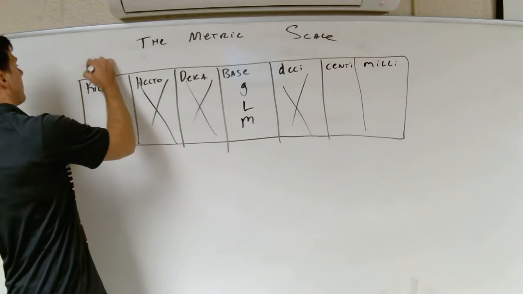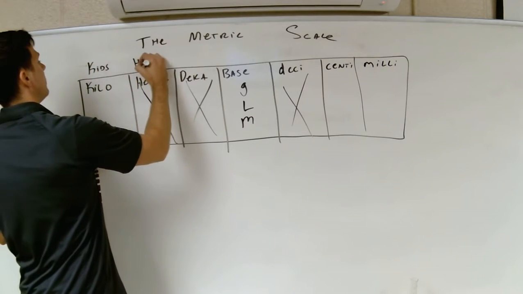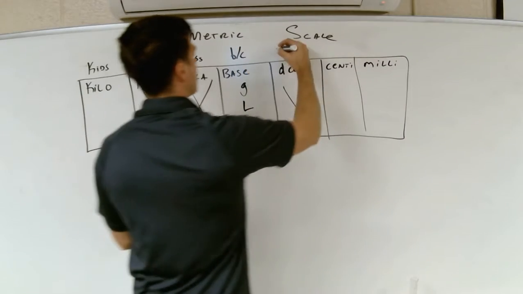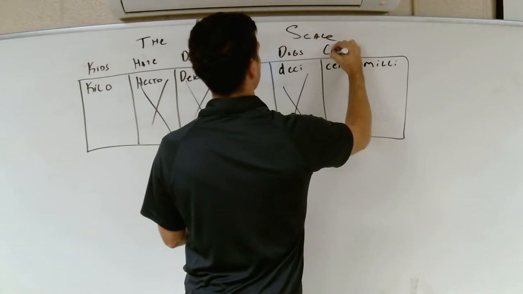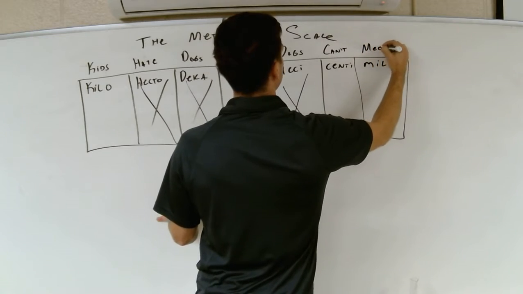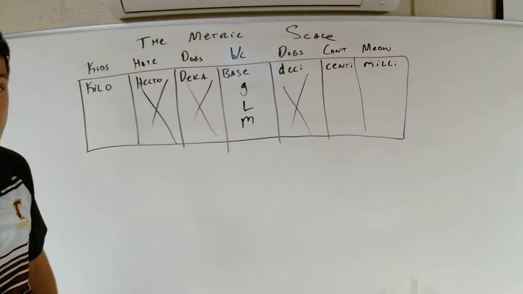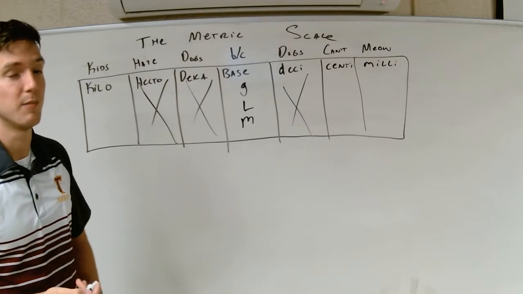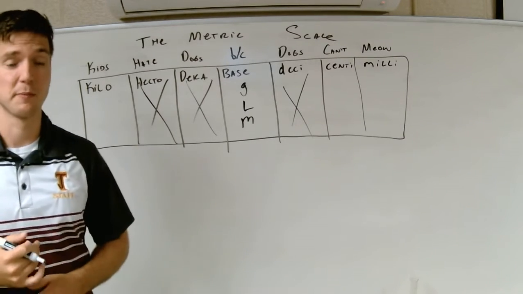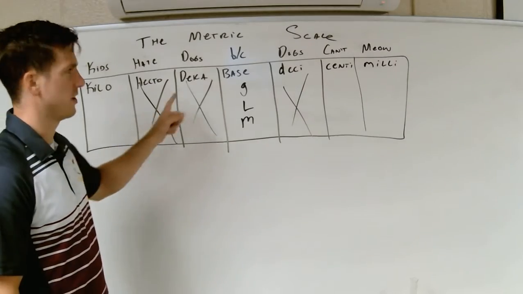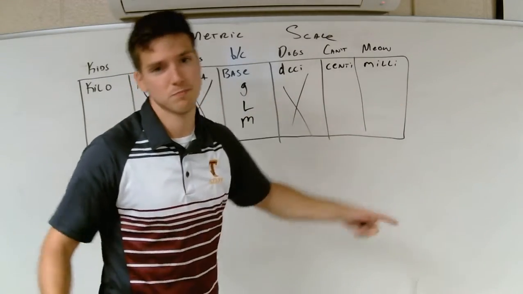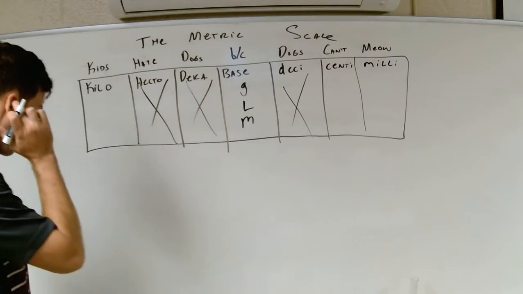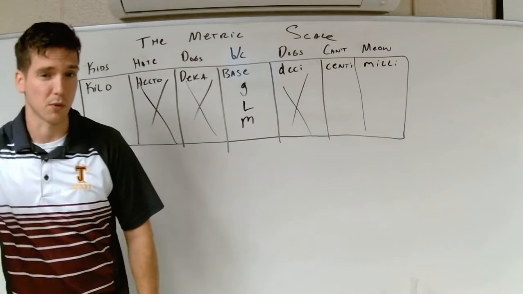If you have trouble remembering the order of these, there's a saying, and it goes, kids hate dogs because dogs can't meow. That's how I remember it. It's totally not true, but it's a good way for me to remember. Another one I've heard is King Henry died by drinking chocolate milk. That's fine. If you want to come up with your own saying, go for it. That's fine by me. So let's do an example of this.